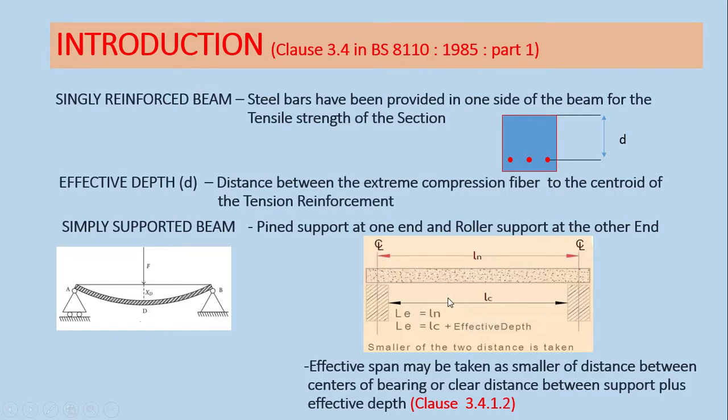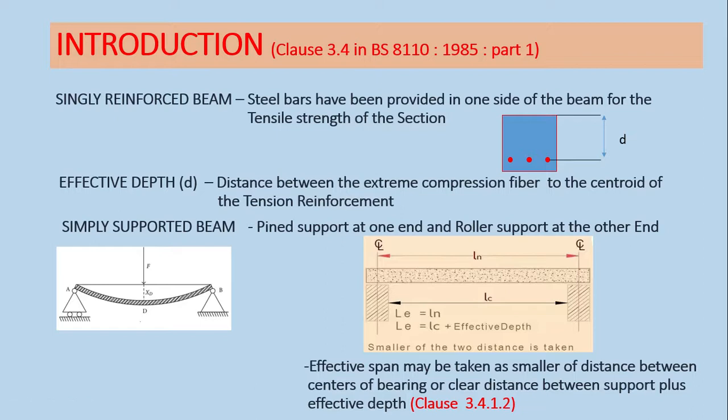And when we are calculating the effective length, the effective span of a beam, we should consider two lengths. The first one is the center to center distance of supports. From here to here, it's called Ln. And the other one is LC plus effective depth. That means clear span plus effective depth, this D. The effective span may be taken as the smaller of those distances.